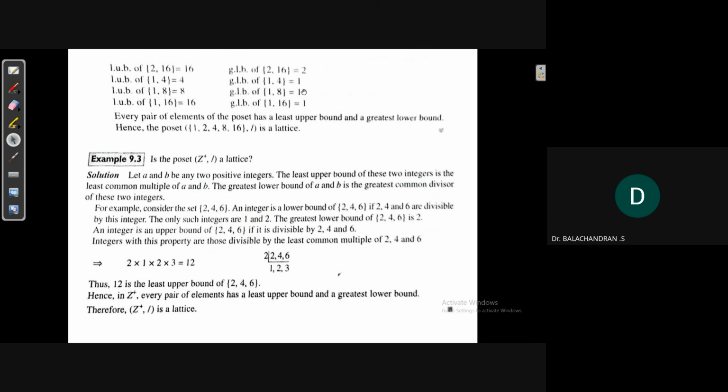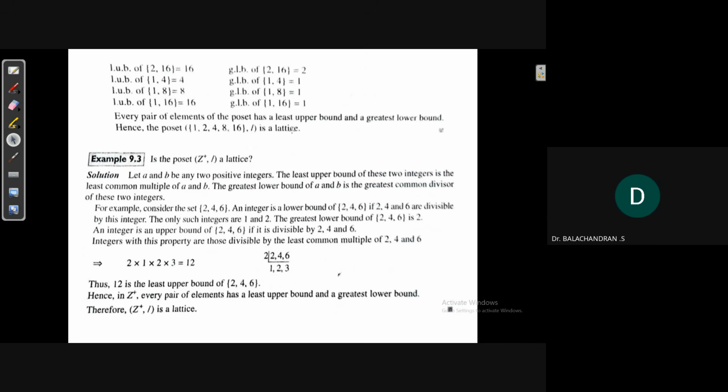For 1 and 2, the least upper bound is 2. Similarly, for 1 and 2, the greatest lower bound is 1. Similarly, you can check for all the pairs. For example, take 4 and 16. The least upper bound is 16. Similarly, the greatest lower bound of 4 and 16 is 4. So every pair of elements of the poset has a least upper bound and a greatest lower bound. Hence, this partially ordered set is a lattice.